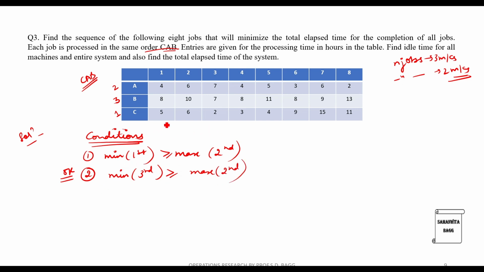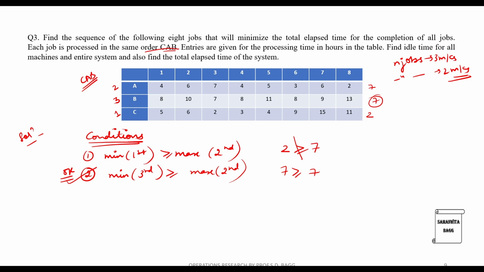So now let's check the minimum value of the first one. Here the minimum is 2. So 2 should be greater than or equal to the maximum of second. The maximum of second is 7. So this condition is not satisfied. Then let's see the second condition. The minimum of the third as I can see here is 7. So this 7 should be greater than or equal to the maximum of second, that is 7. So this condition is fulfilled. So we can convert this problem from n jobs on 3 machines to n jobs on 2 machines.